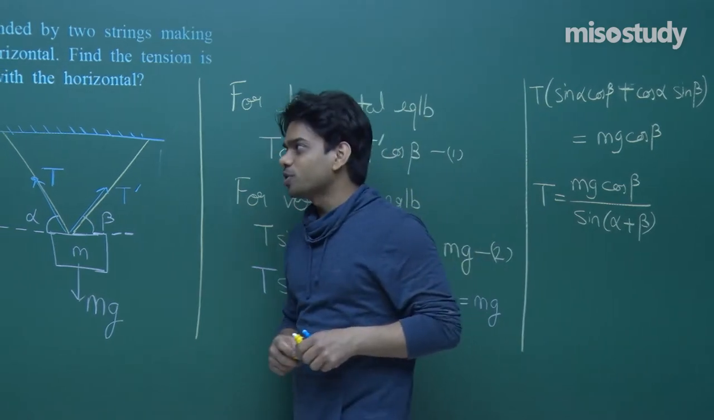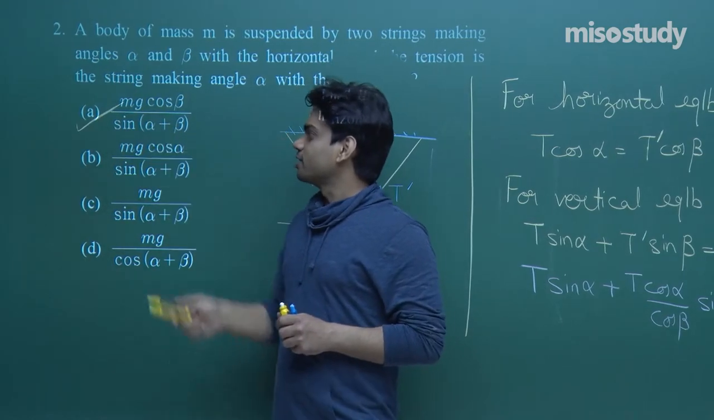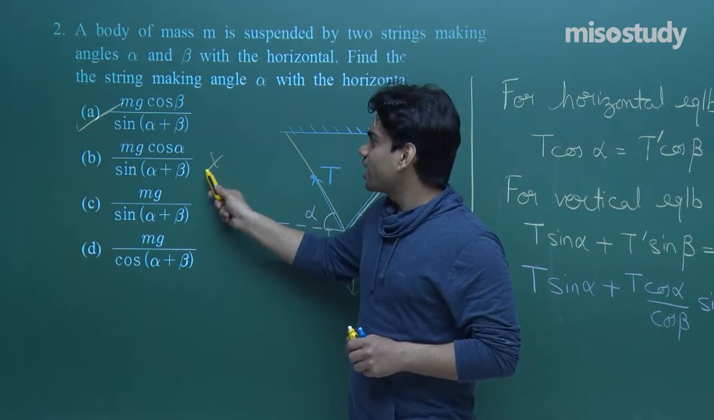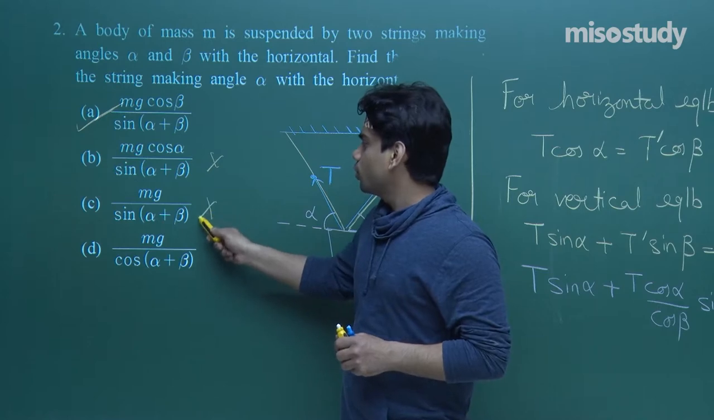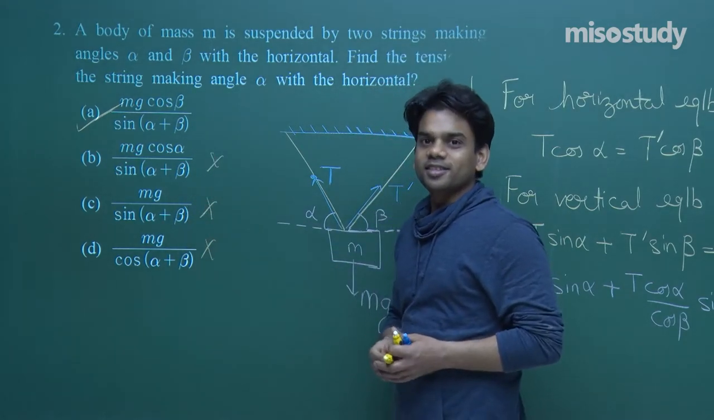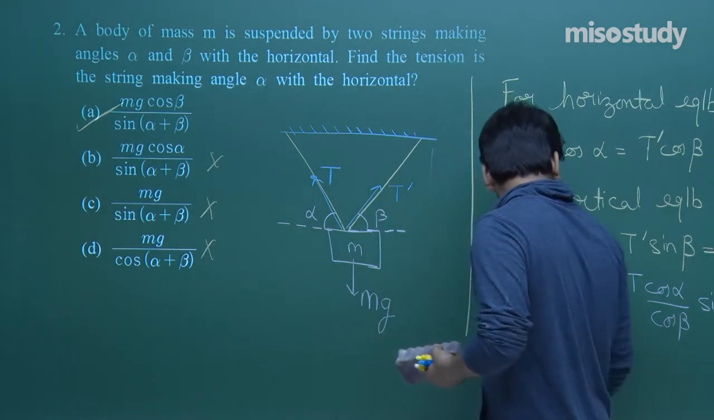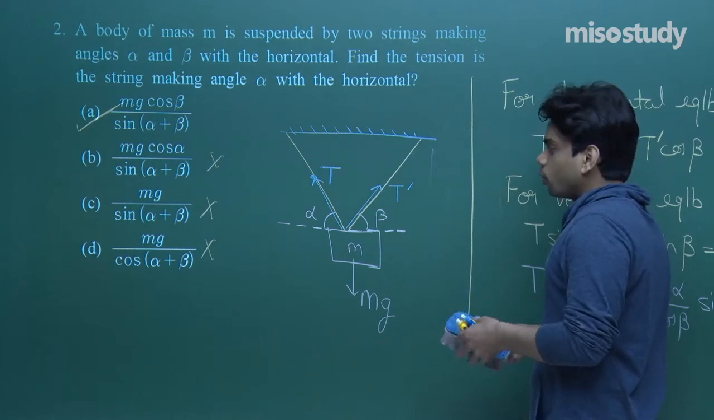Let's go ahead and check the options. Mg cos beta upon sin alpha plus beta, that is option number A, is the right answer. B, incorrect. Cos alpha we have here. Here no trigonometrical function is given. This is also incorrect. Only option number A is the right answer. Let's go ahead with the next question. And before that, let me just wipe the board for you all.